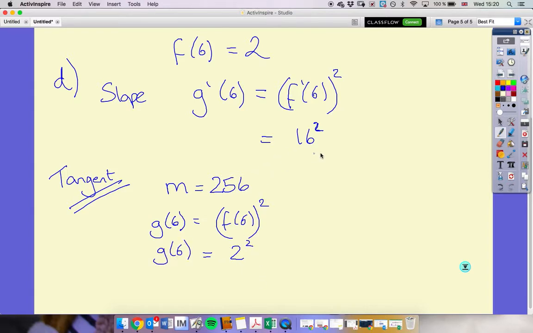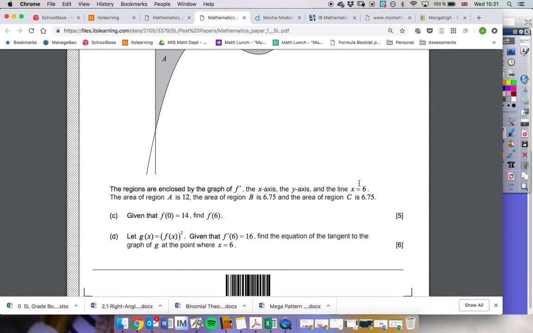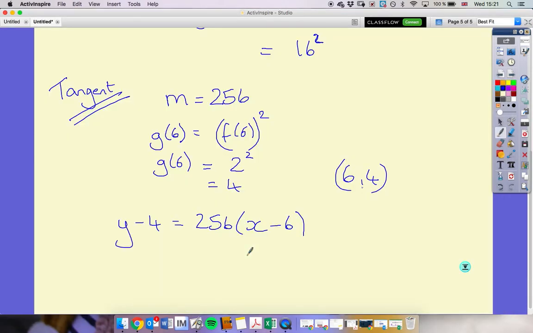So now I have my slope and I have a point. 2 squared obviously is 4. So my point is (6, 4), and my slope is 256. Now we just get the equation of our tangent. So I'll use y minus 4 equals m times (x minus 6). And I can leave it as that. I haven't been asked to leave it in a certain form. So I would stop at this point.